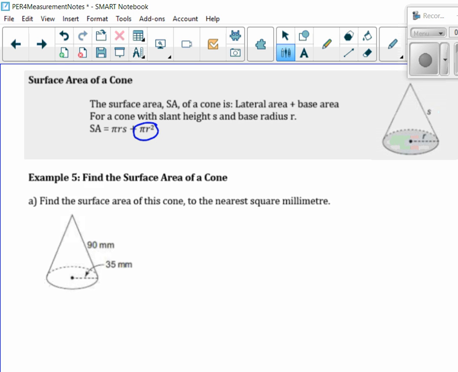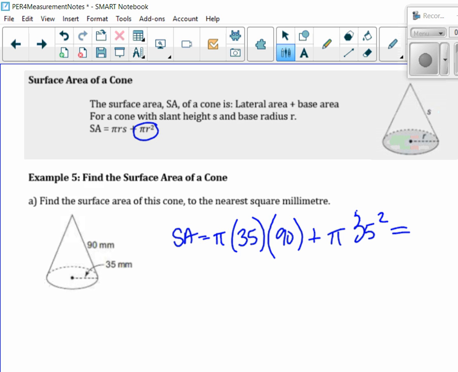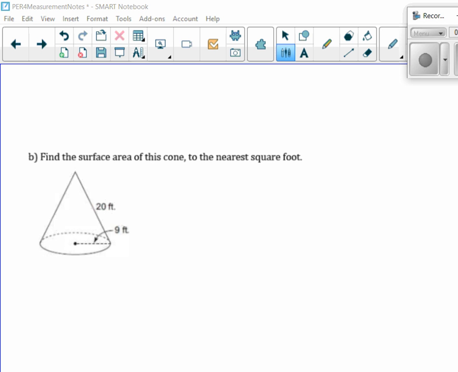Okay, so we're just a plug and chug kind of formula here. So surface area is pi r s, so my radius is 35, and if it happens to be diameter, then you convert it first, right? And then S is 90 plus pi 35 squared. And you should be able to punch this all in your calculator in one fell swoop. So do it. Get a really big number. So again, because I'm rounding, it's saying to the nearest square millimeter. It's roughly 13,744 square millimeters.